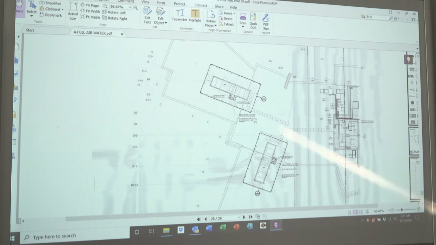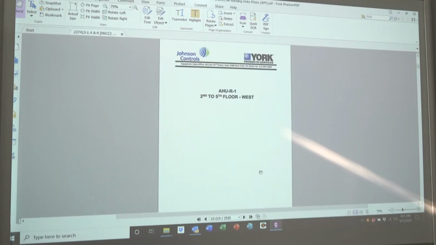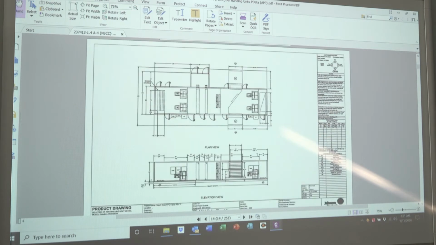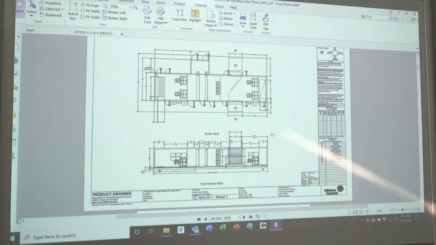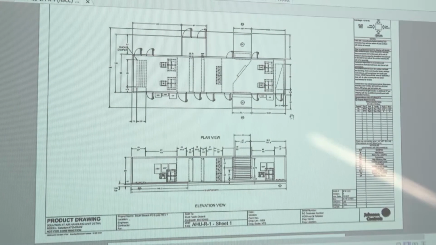So we're going to look at air handling unit number 1 based on its submittal data. It services the 2nd to the 5th floor. We're calling it on the west side of the building. Okay. When you go through the submittals, you're going to see your overall plan of each system.